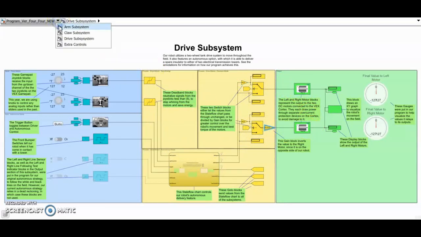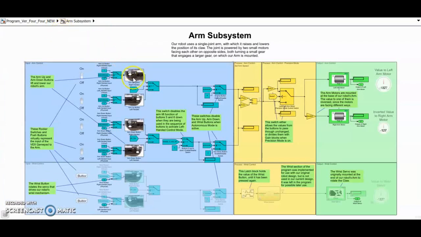Now let's take a look at the arm subsystem. These gamepad buttons are used to raise and lower the arm at full speed. The signal from these buttons first goes to the switch, which disables this function when they are used to activate left-handed control mode. The value is then reduced during precision mode. This value is then sent to the arm motors, being inverted for one motor since it is on the opposite side of a robot. This section of the program was implemented to test an idea for a wrist. Although it was not used in our final design, it was left in the program for later improvements.